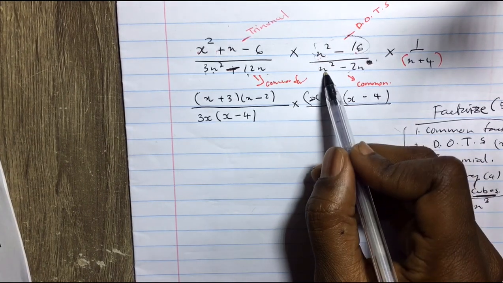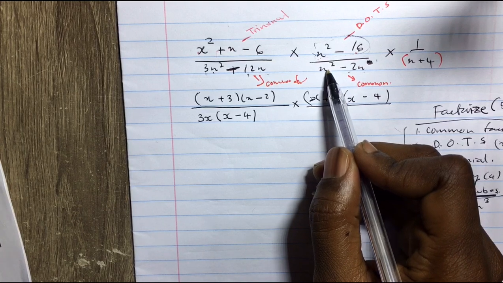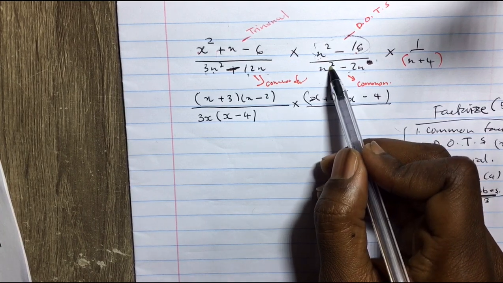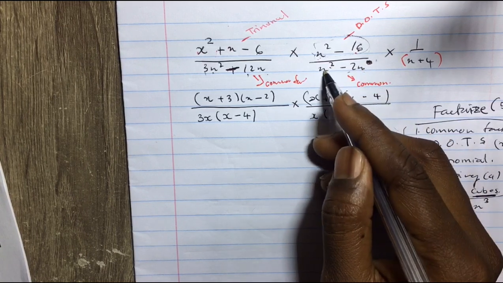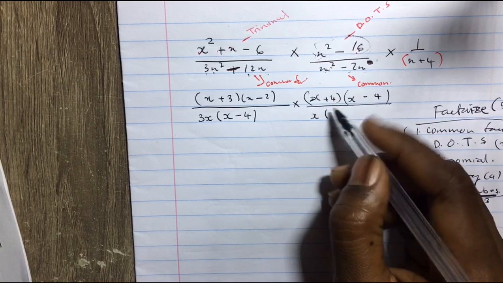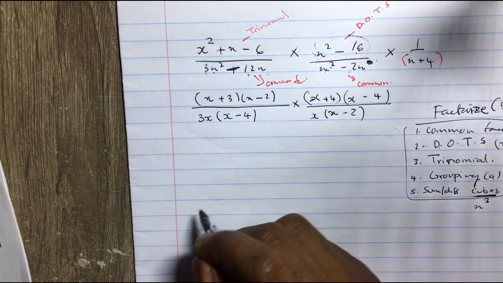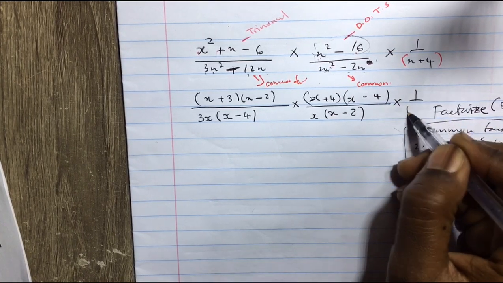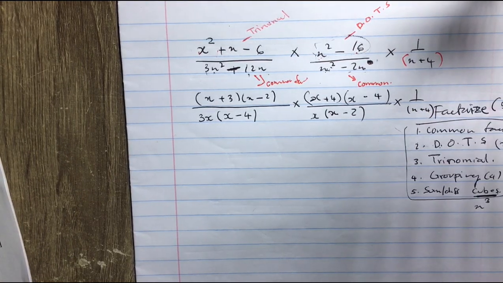So here I'm going to take out what? I'm going to take out this x. So x goes out, x goes out. If there are 2 x's there and I take out 1 x, I'm left with 1 x minus 2 there. Can you all see? Plus 1 over x plus 4. This one you can't really do much. And then we are simplifying, remember.